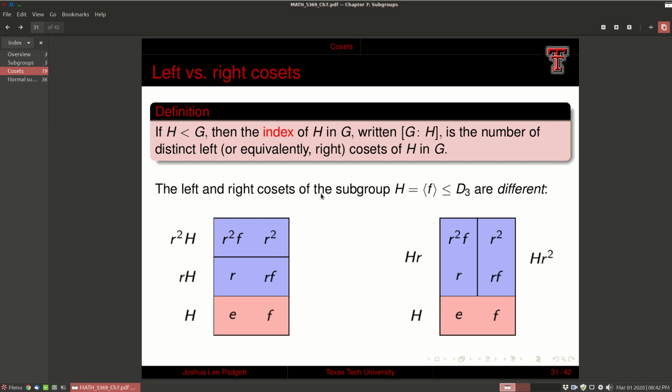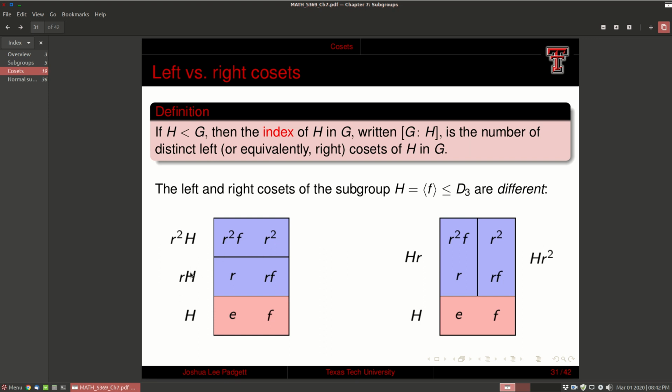Okay, and our last example using the integers is probably the best way to get familiar with them. Now the index of a subgroup H of a larger group G is the number of distinct left or right cosets of H in G. They're the same number. So what do I mean? If I consider the subgroup H of D3, then it's just this block E F. But then there are two other equally sized blocks that partition D3.